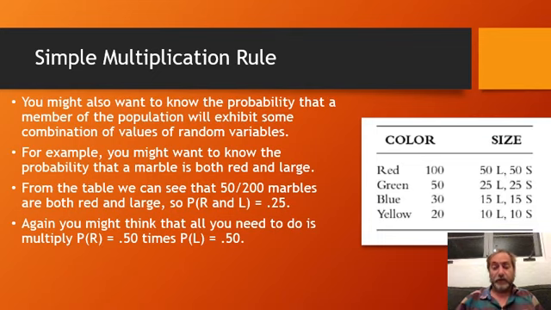That might suggest to you that all you really need to do is multiply the probability of red, which is 0.5, times the probability of large, which is also 0.5. Remember, if we add up all the large marbles in the column, we get 100 out of 200. Well, 0.5 times 0.5 is 0.25. So is that all we need to do? Sort of, in certain cases. Again, like the simple addition rule, there is a simple multiplication rule, but it only holds under certain circumstances.